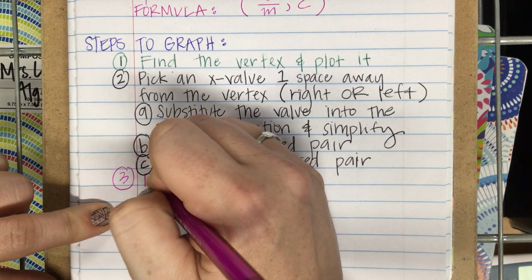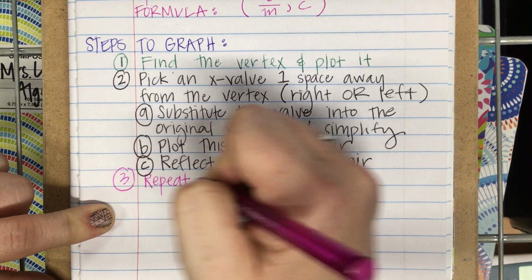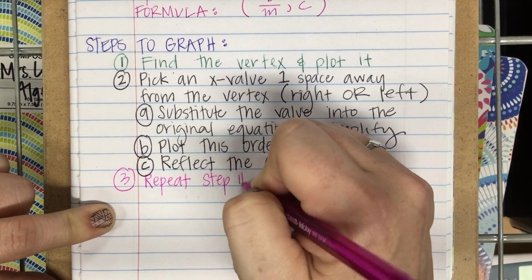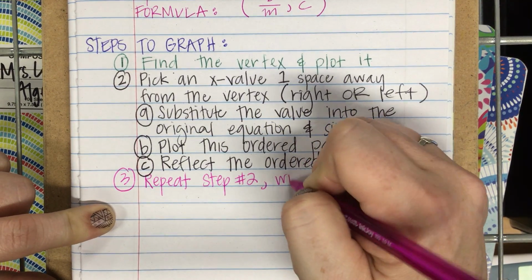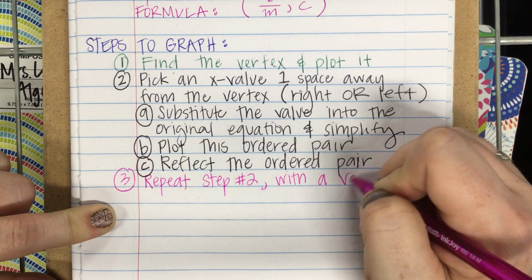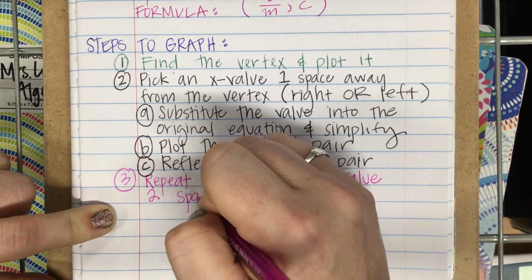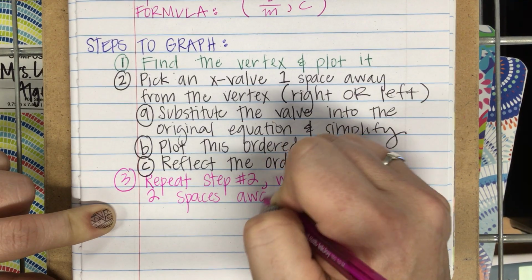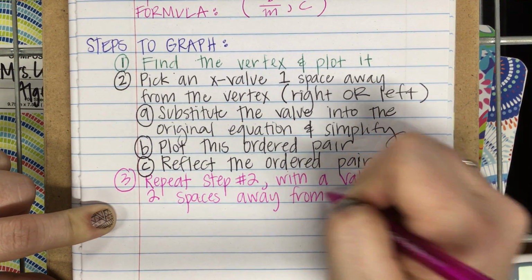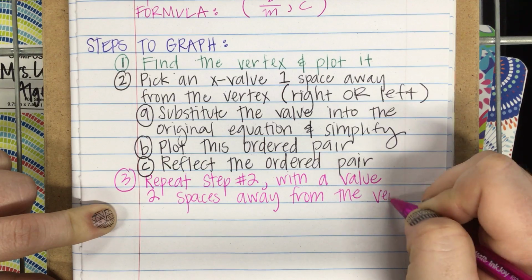Step 3, repeat step number 2 with a value 2 spaces away from the vertex.